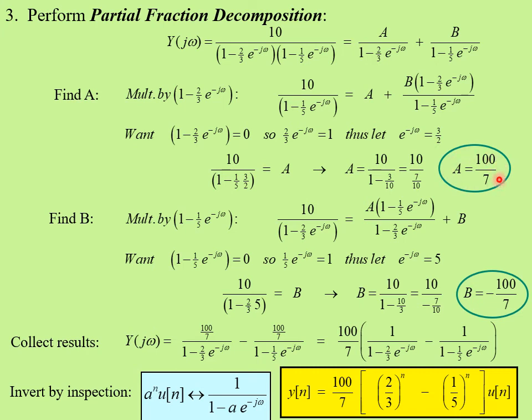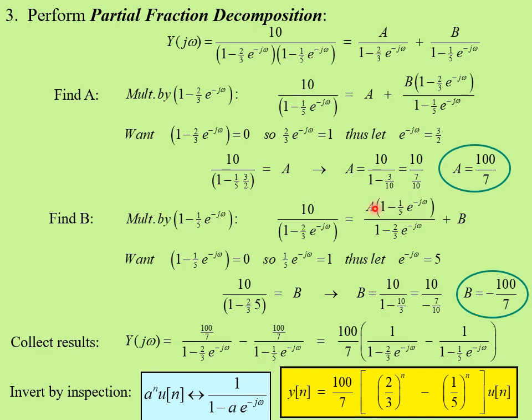All right, so we're half done here. There's our coefficient for A. To find B, you just do the same method. We want to get B all by itself up here, so we multiply everything by 1 minus 1/5 e to the minus j omega. And that will cancel out this term over here, and we are going to end up with this expression here.